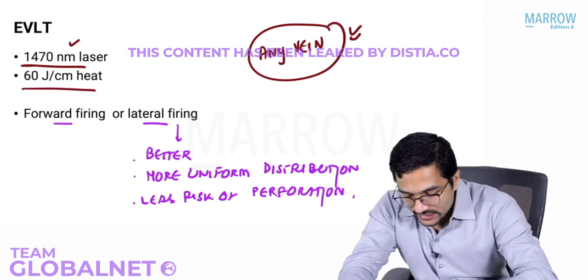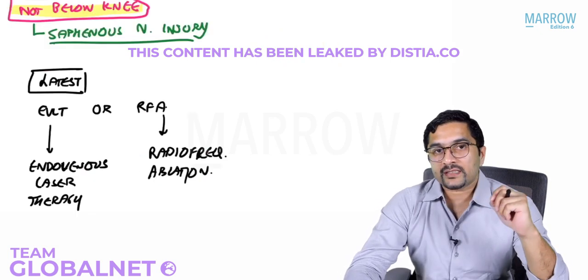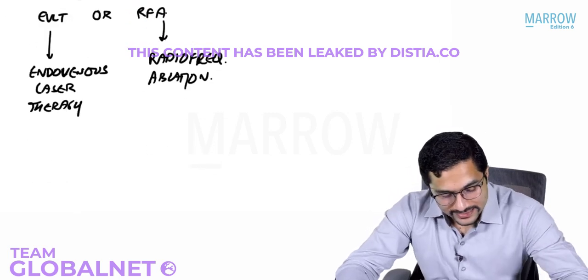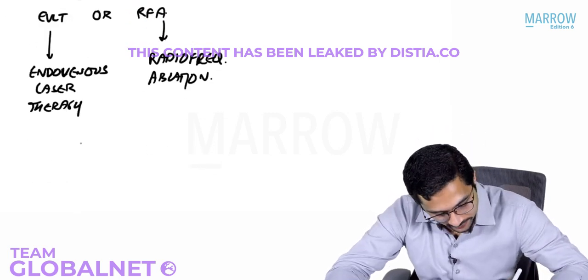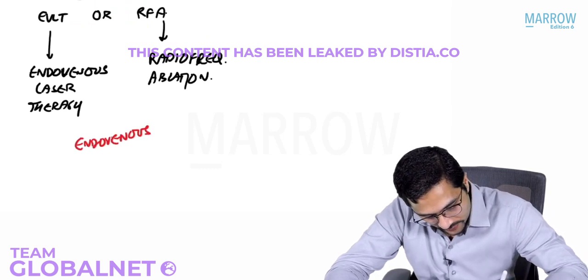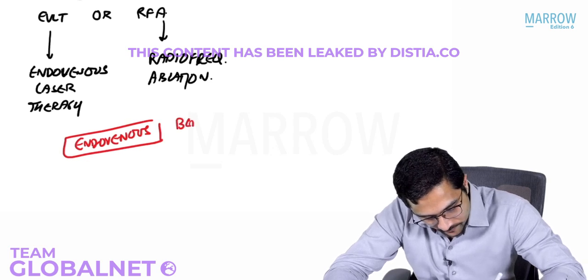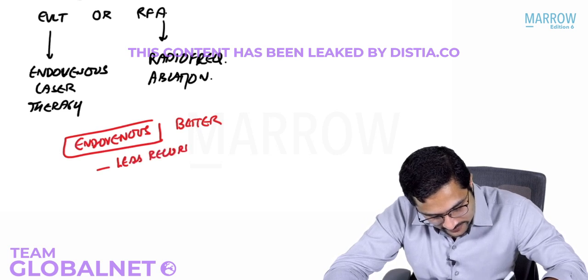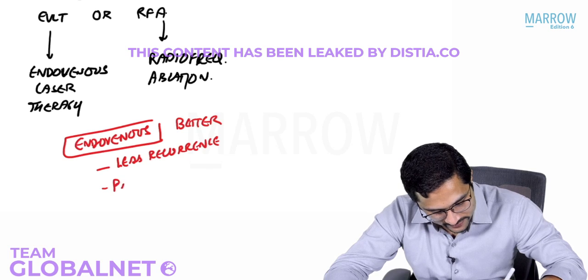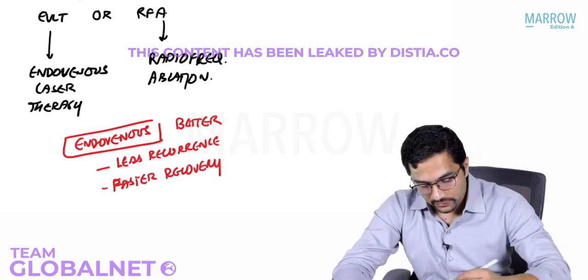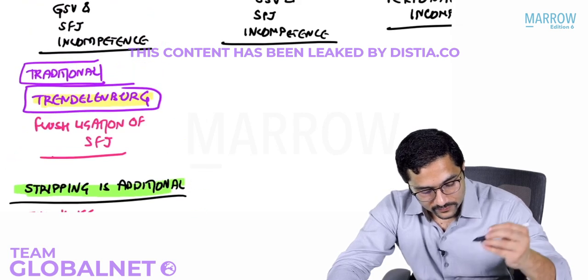And this is the procedure of choice these days when we are doing surgery for the great saphenous vein and the saphenofemoral junction. So you should remember that these endovenous procedures are being preferred. Why are endovenous procedures like EVLT and RFA preferred? Endovenous procedures are better because there is less recurrence. There's faster recovery after surgery. That is why these endovenous procedures have become the procedures of choice these days for varicose veins.